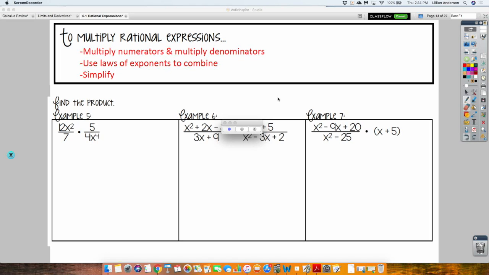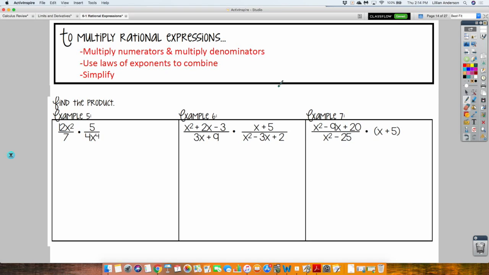Okay, so picking up where we left off, we are multiplying rational expressions. To do that, we multiply the numerators and we multiply the denominators. We use laws of exponents to combine, and then of course we simplify. Okay, that's your most traditional way. That's how a lot of Purple Math and Khan Academy explain how to go about doing this. Okay, my suggestion to you is to be honest.